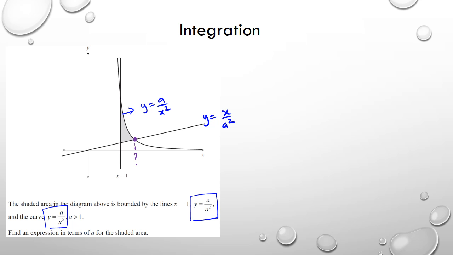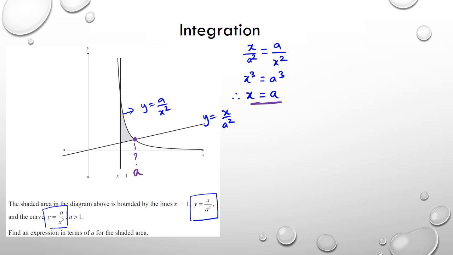Because both of the y's are the same, if I put them together, I get x over a squared equals a over x squared. Cross multiplying this, I get x cubed equals a cubed. Therefore, x is equal to a. So I've just figured out what the purple point is, and that purple point is a.